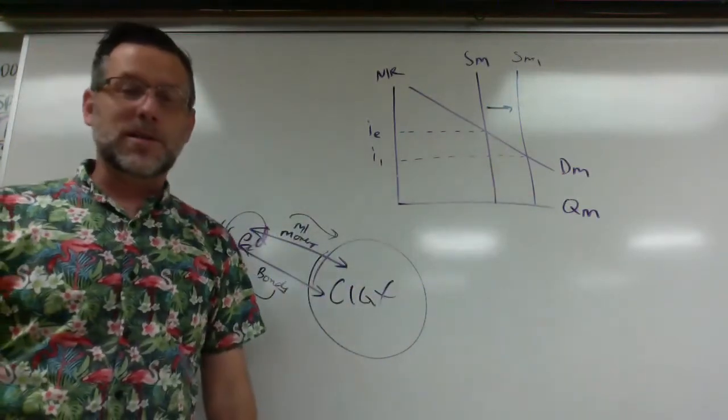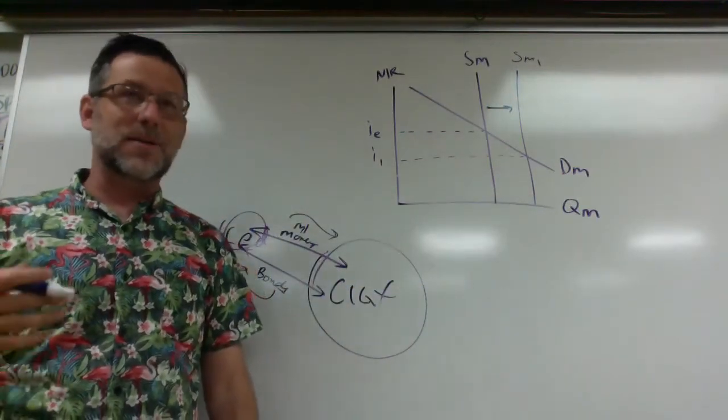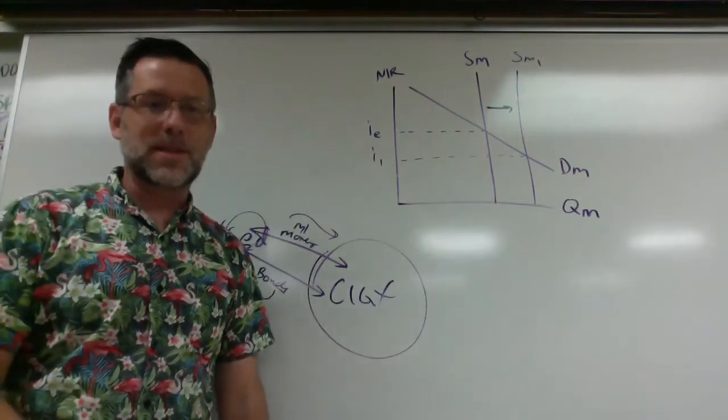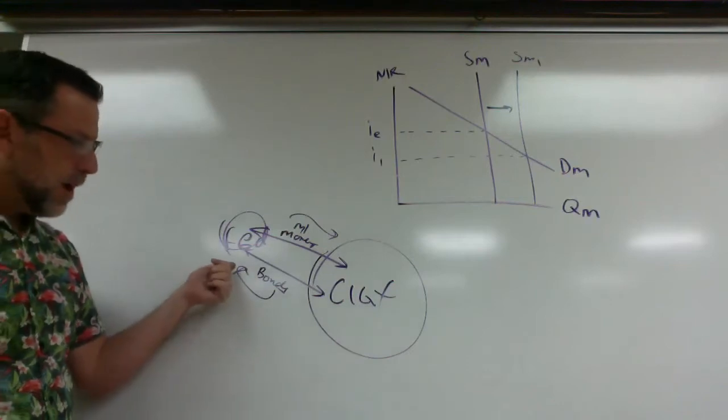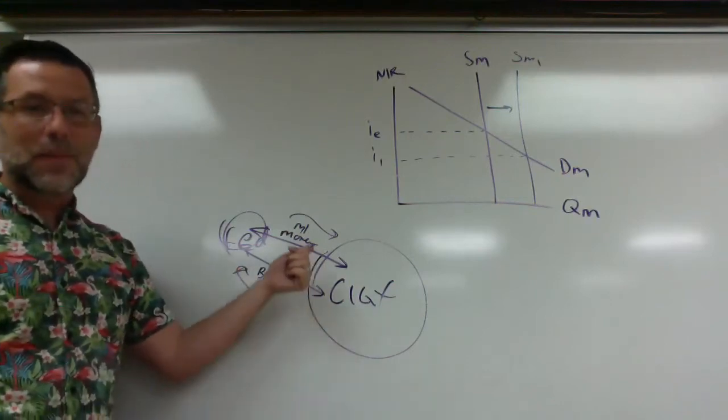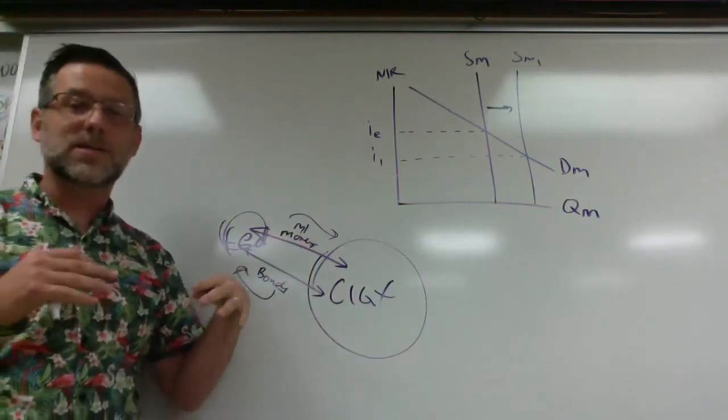And then if they want to raise interest rates because the economy is getting too hot, they just do the opposite thing. Instead of buying bonds, they sell bonds. So when they sell bonds, bonds go into the economy and money comes out and interest rates go up.